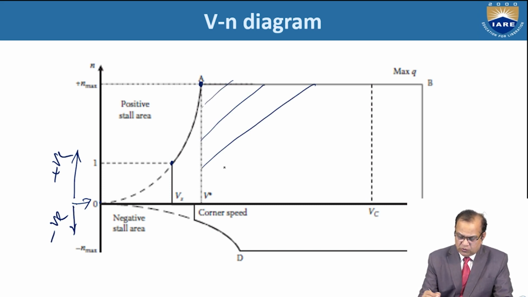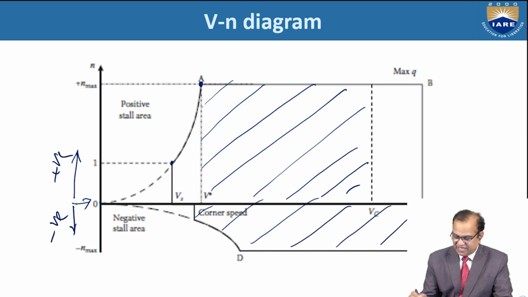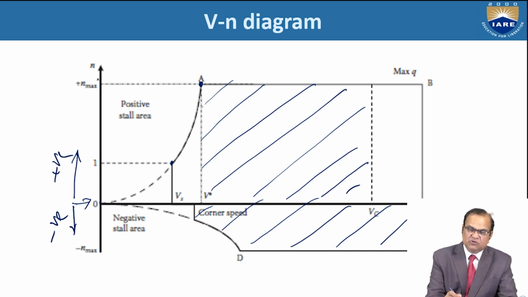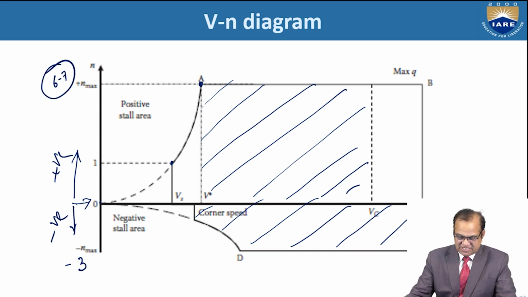Always it is good to fly your aircraft in this range. Also, if you see in this range also, you can fly the aircraft. It is a positive and the negative. You can also see that the negative range is very less compared to the positive range. Normally it is -3, and here it is maybe 6 to 7 load factor for a conventional passenger aircraft.